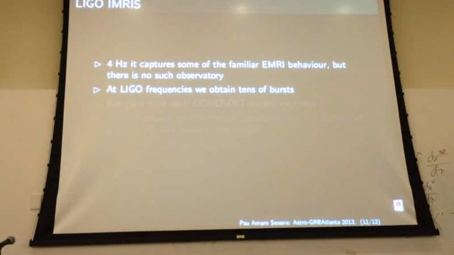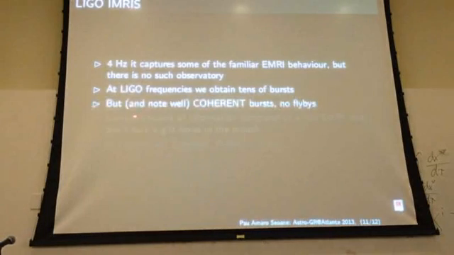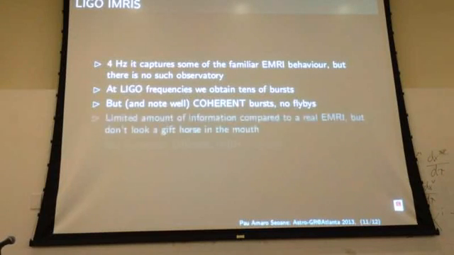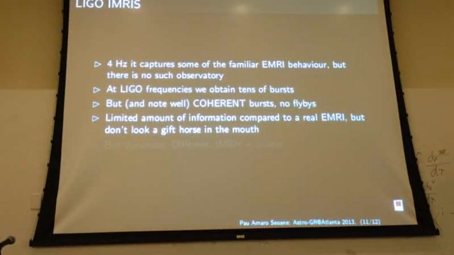But let's talk about LIGO and Virgo, because this is happening now. So at LIGO frequencies, the nice thing is that you obtain tens of bursts. We kind of estimated this on the fly yesterday, a few tens of bursts. But the nice thing is that these are coherent bursts. We're talking about one source, a stellar compact object flying around an IMBH. We do not know whether IMBHs exist, but Eva was explaining to us that they are very likely to. And these bursts are coming from a coherent source, so that you really, compared to a real intermediate mass ratio inspiral, where you have the four cycles, the three cycles, this is different.